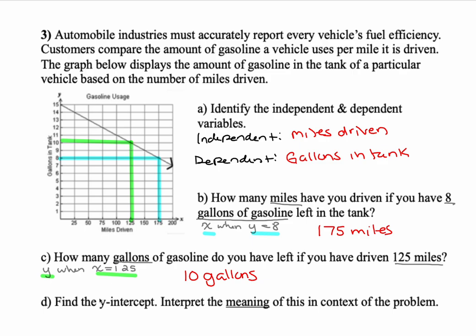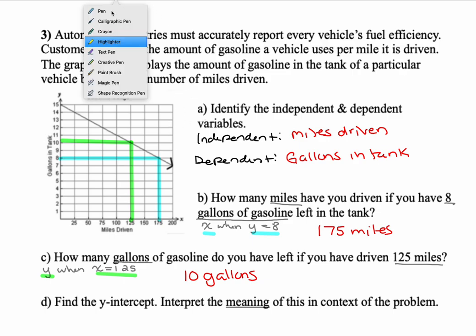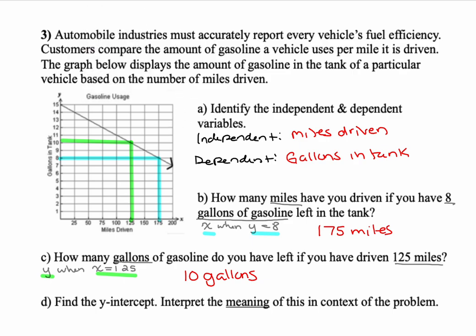The next question says, find the y-intercept and interpret the meaning of this in context of the problem. So the y-intercept, again, is always where the graph crosses the y-axis or when the X value is 0. So we have our x-axis of 0, or the X value of 0. Where does it cross the function? Where it crosses the y-axis. So at that point at (0, 15). So our y-intercept is at (0, 15). Let me write that in red since that is an answer.